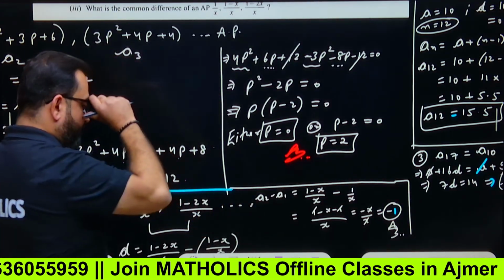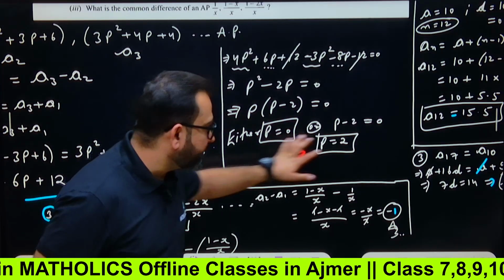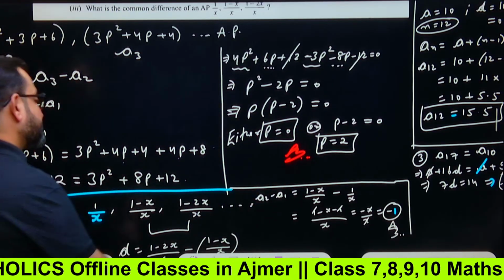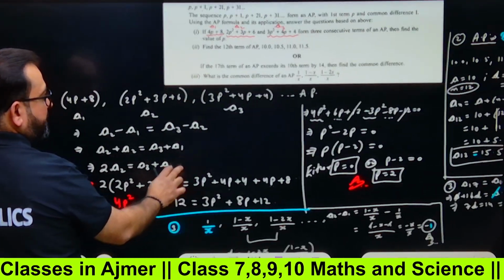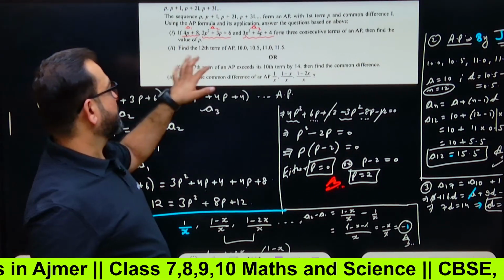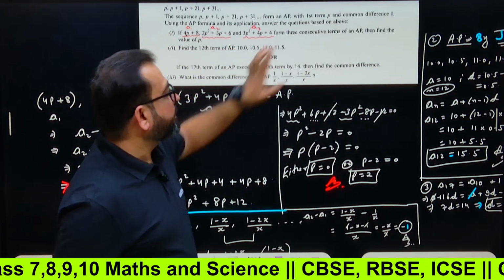Don't worry. Right. So, either this equals 0 or this equals 0, right? So, p equals 0 and p equals 2 is the final answer. Now, the next part is what? You must copy this part afterwards; first I'll let you understand all this. Find the 12th term of the AP 10.0, 10.5, 11 and 11.5.